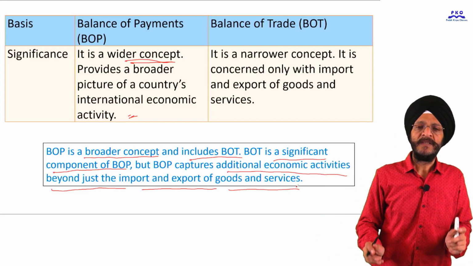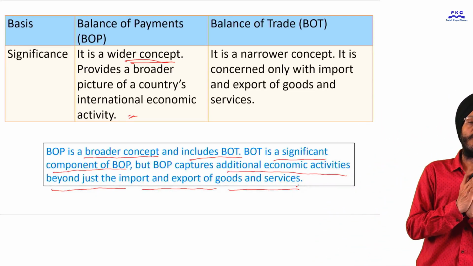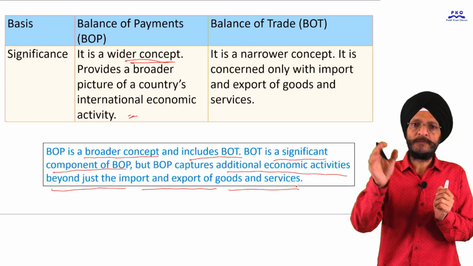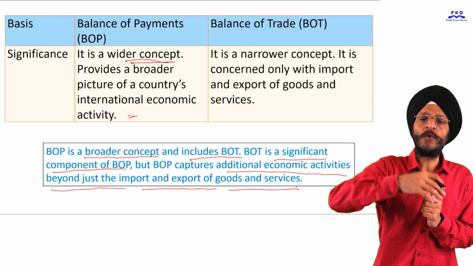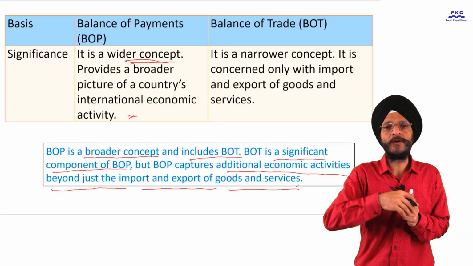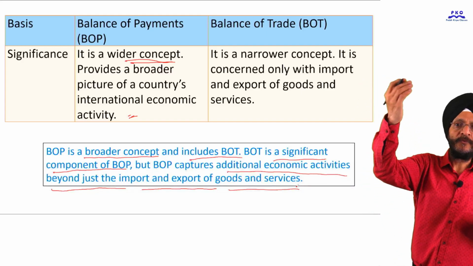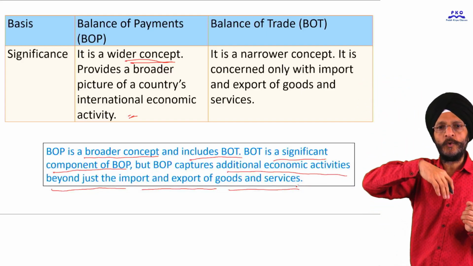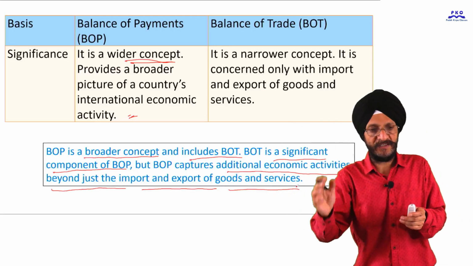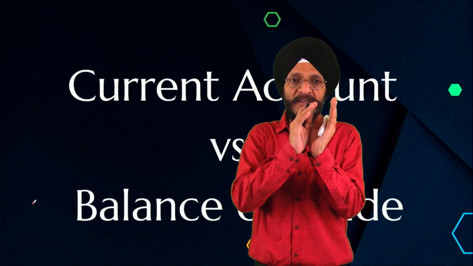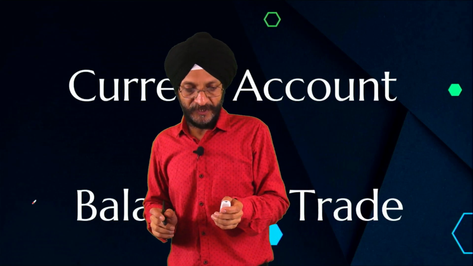It means that in the case of balance of payment, we not only record transactions pertaining to export and import, but we also record the transactions pertaining to other items such as unilateral transfers, incomes, investment received from abroad, loans paid or loans received, etc. Now the topic before us is current account versus balance of trade. We will now understand the difference between current account and balance of trade.